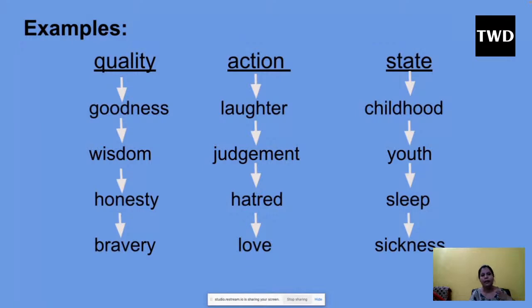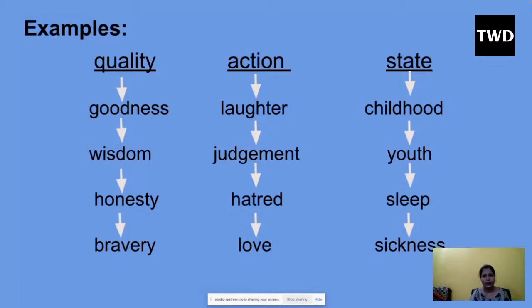So for example, here we have taken an example of quality. Under quality we have goodness. What is the goodness of a person? Can we know that? Can we count that? We cannot. Yes. Wisdom. Whether a person is wise or not, we can sense it. But what is wisdom? Have we seen it? Have we sensed it? No, we haven't.